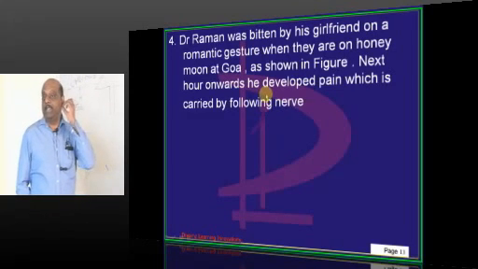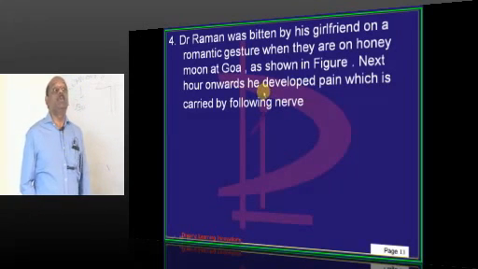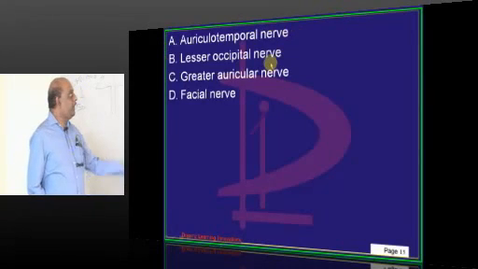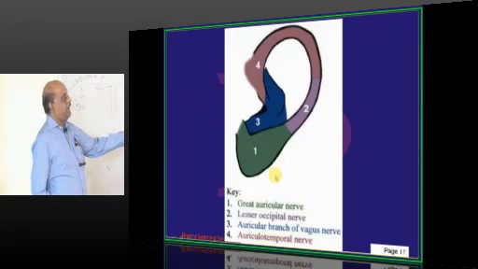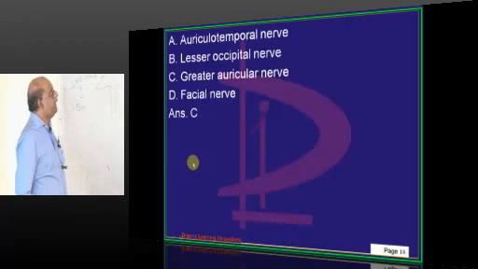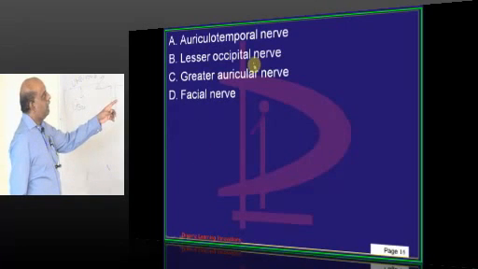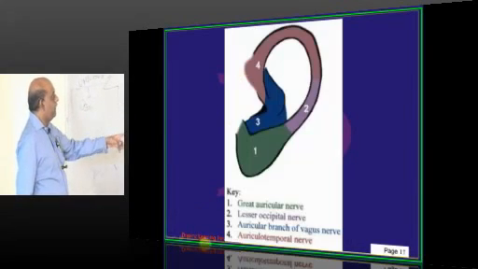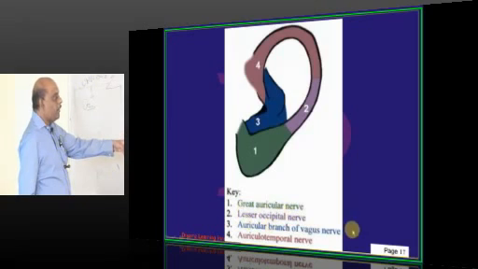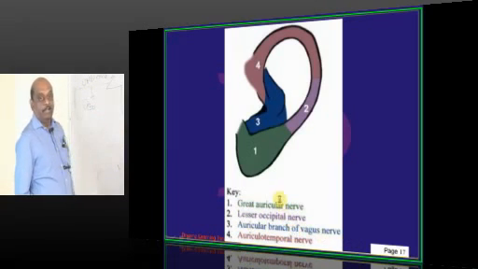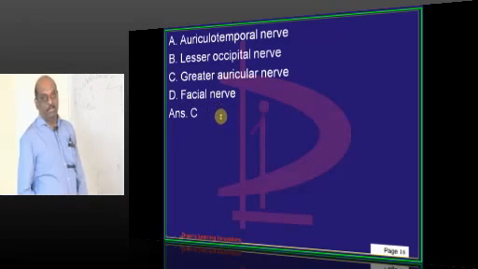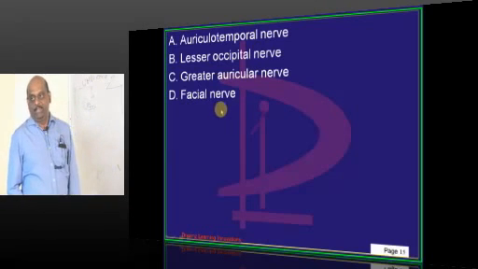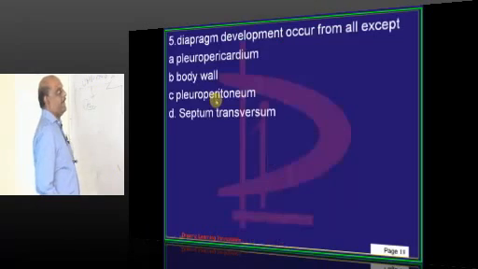So what is the sensory nerve supply of the ear lobule is the question. You need to be very sure that the great auricular nerve, the lesser occipital nerve, the auricular branch of vagus nerve, and auriculotemporal nerve. So the answer should be D, because lesser occipital, great auricular, auricular branch of vagus, and auriculotemporal, all of them supply the ear lobule, but not the facial nerve. So that is what you need to basically recognize.